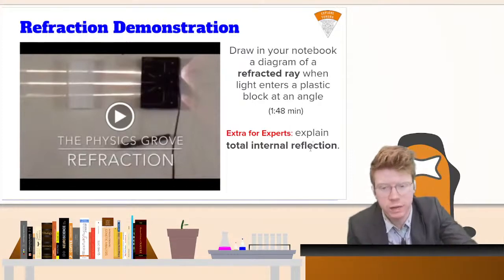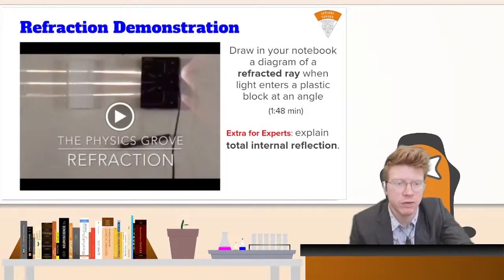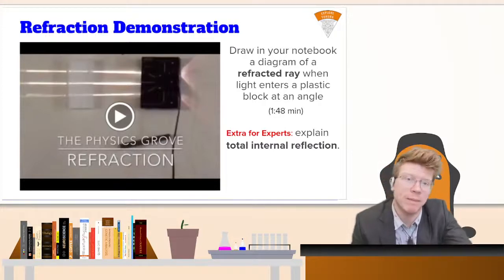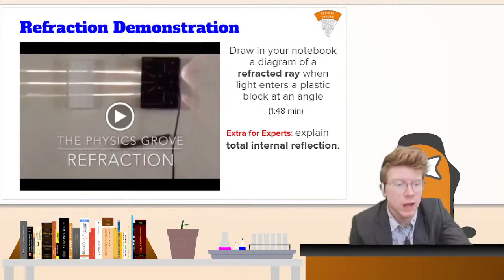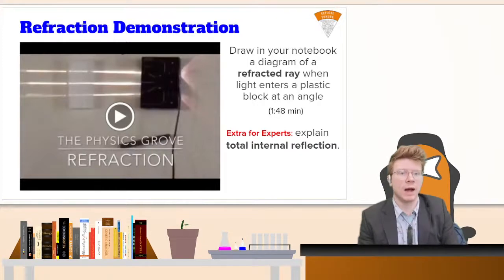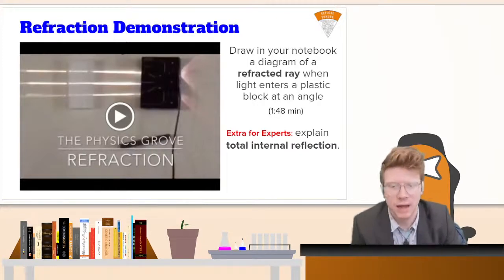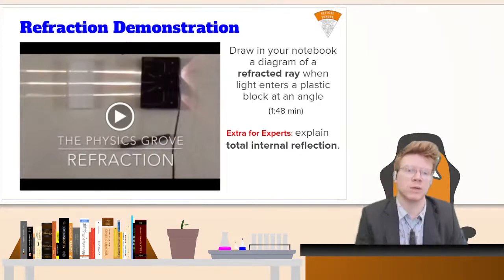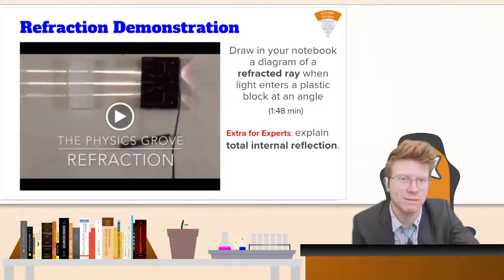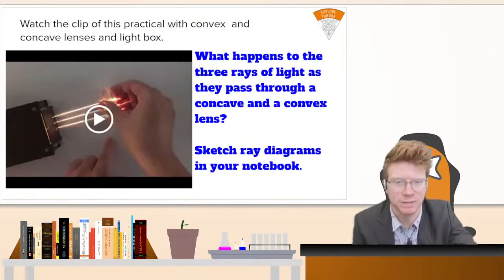Now, total internal reflection, for those of you who are keen for Extra for Experts, are interesting effects that you start to see where the light rays get trapped basically inside the block, and they don't have an easy ability to escape. And that's because of the angle that the light bends at. If you're interested in that, you can Google total internal reflection and learn a little bit extra if you're keen on that sort of thing.